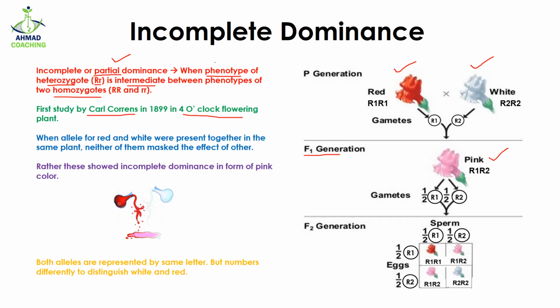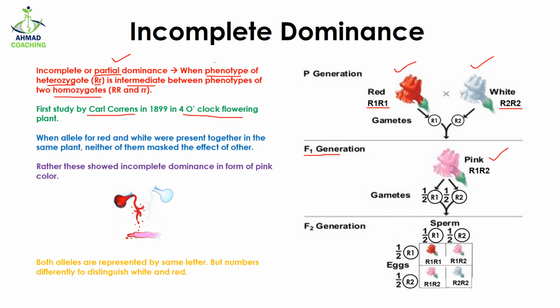When we are studying incomplete dominance, we will show the alleles with numbering. For example, for the red color phenotype, we are using R1, R1 because they are homozygous, so both the alleles are the same. For white phenotype, we are using R2, R2. Again, this is homozygous, so both the alleles are the same.